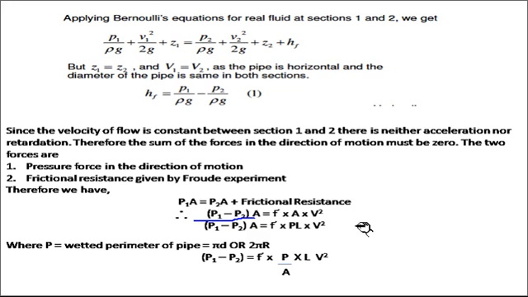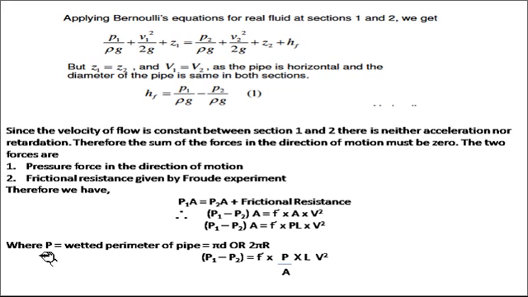And all of you know how to write down the equation of frictional resistance by Froude's experiment. It is F dash into A into V square. Therefore, we have the equation (P1 minus P2) into A, which is equal to F dash into PL into V square. Remember that A is the contact area, and the contact area is given by P into L, whereas P is the perimeter of the pipe, and L is the length of the pipe.